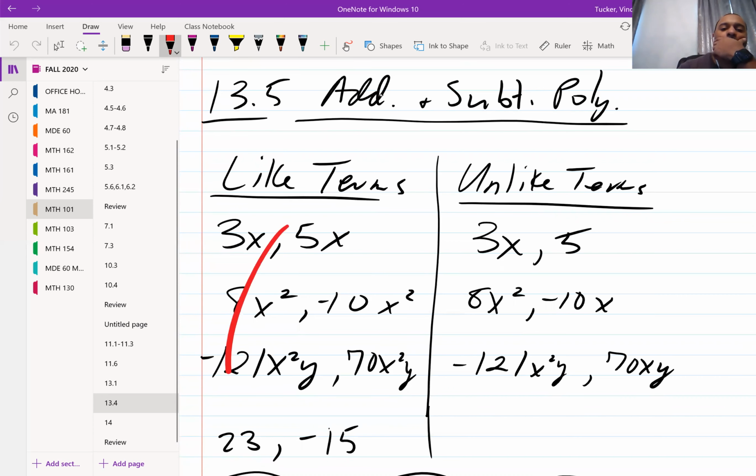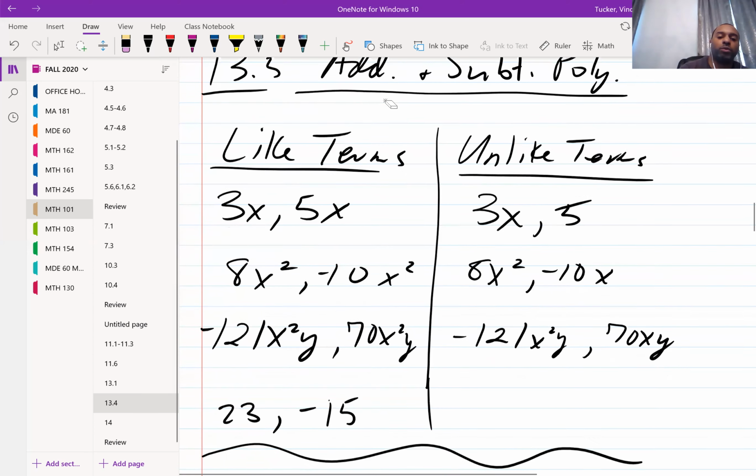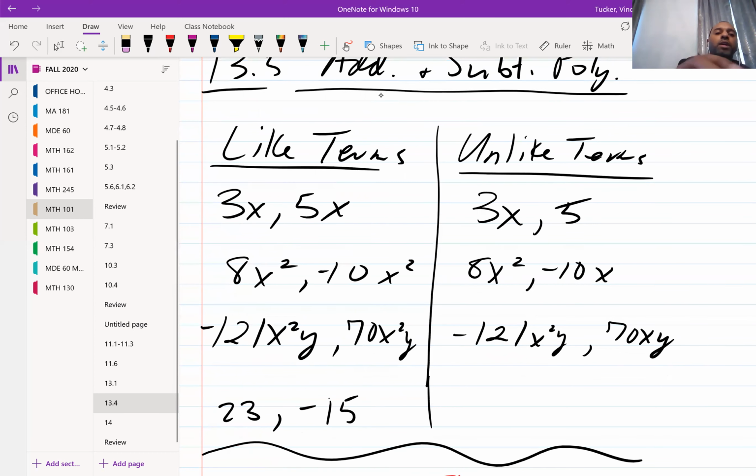So this left column are like terms. We see 3x and 5x are like terms. 8x squared, negative 10x squared, like terms. Negative 121x squared y, and then 70x squared y. And even numbers that have no variables at all, just our regular numbers, are considered like terms. All right, so if anything's different, then they're unlike terms and you're not able to add them together or subtract them from each other.